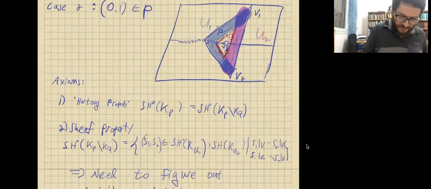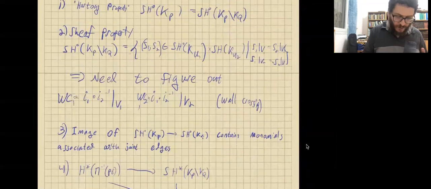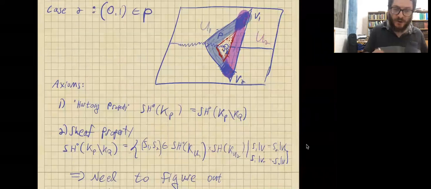For each one of them, we have two different identifications with the canonical sheaf, depending on whether we think of it as a subset of this one or as a subset of this one. So in light of the sheaf property, all we need is to figure out the transition map. Unfortunately, I will not go into details, but further axioms of this sheaf allow you to determine completely the transition map. And so you can figure out the symplectic cohomology just by some soft sheaf-theoretic properties.